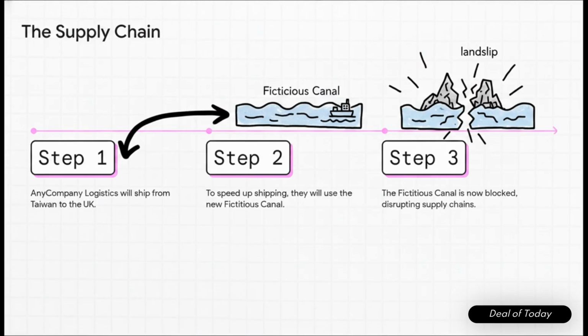But then, some other bits of information start popping up from totally different documents. We find out the shipping partner is going to use a new route, the fictitious canal, to get things delivered faster. But then, a separate news report drops, saying that very same canal is now totally blocked by landslips, causing huge supply chain chaos. Now notice this. The words canal and landslip have pretty much zero semantic similarity to sales or widget.